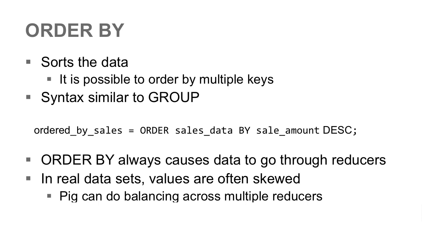One of the interesting things that can happen in real applications is that our values are often skewed, and the order by can actually do balancing across multiple reducers. So we can get a little bit of optimization there.